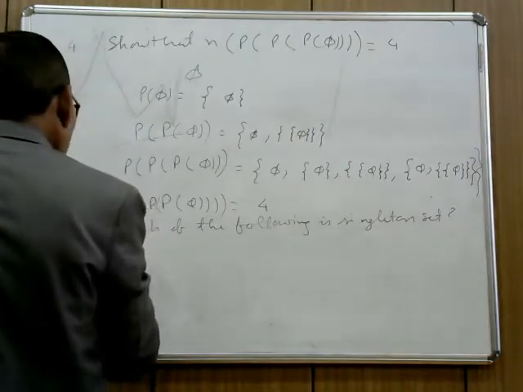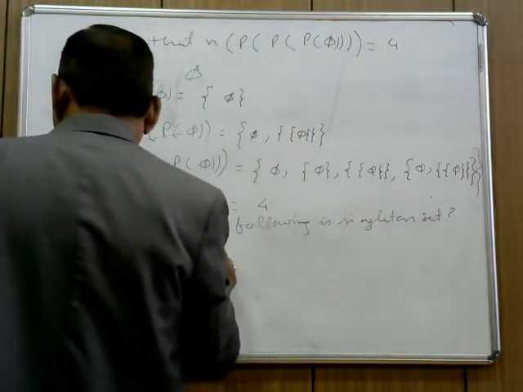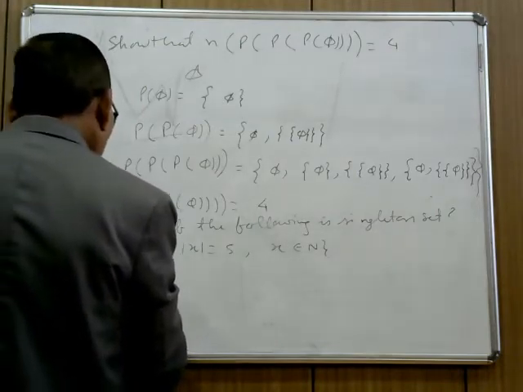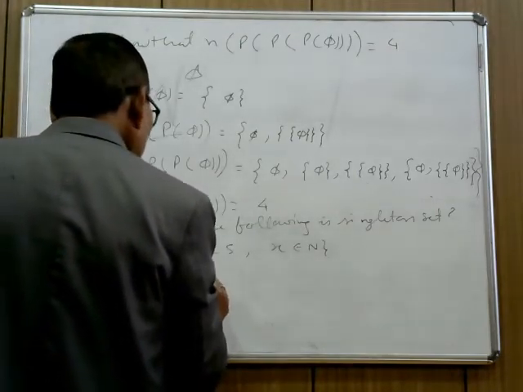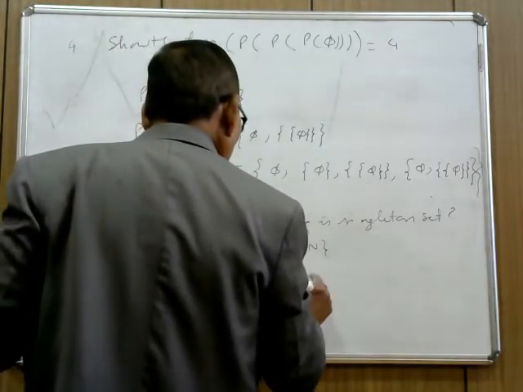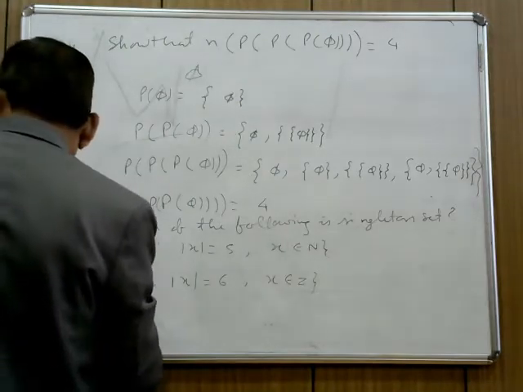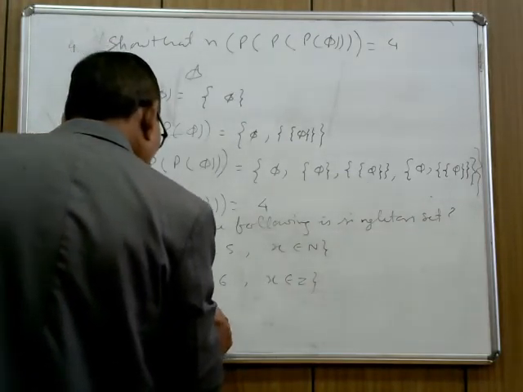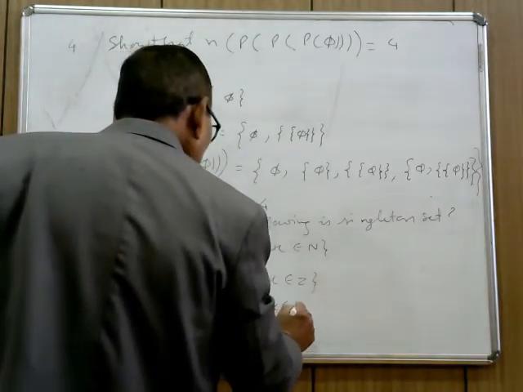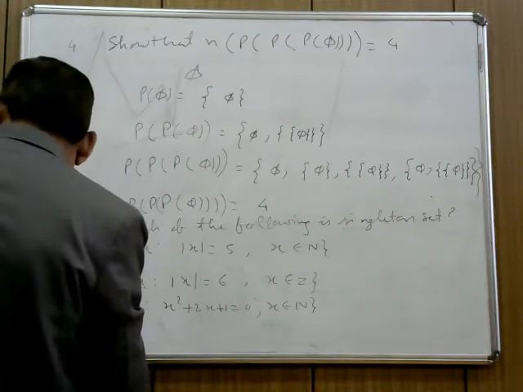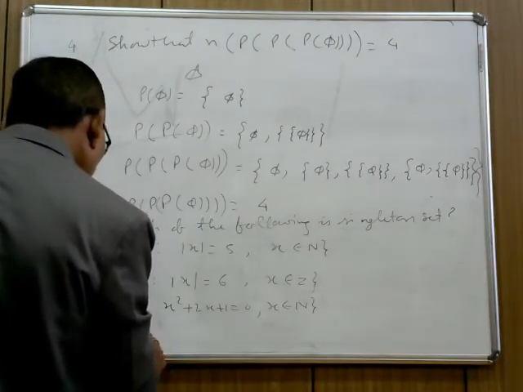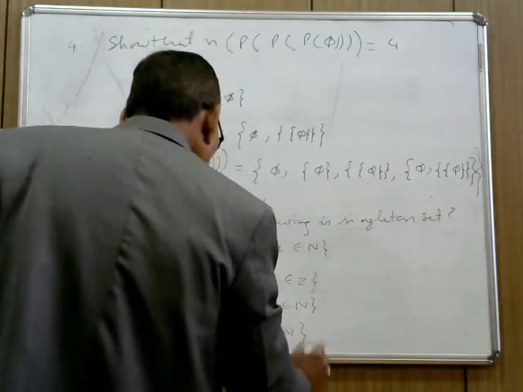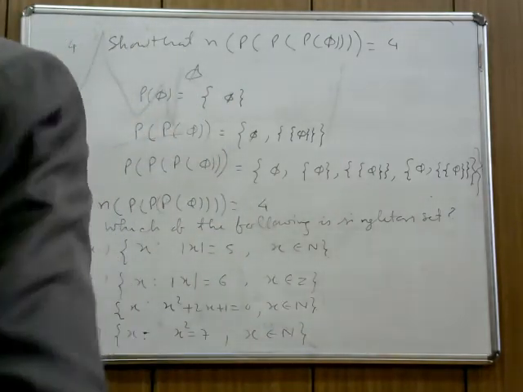A. This is defined as all x such that mod x equal to 5, x belongs to N. B. All x such that mod x is equal to 6, x belongs to Z. C. This is defined as all x such that x square plus 2x plus 1 equal to 0, x belongs to N. D. All x such that x square is equal to 7, x belongs to N. You have to find out a singleton set out of this. Which one is a singleton set?